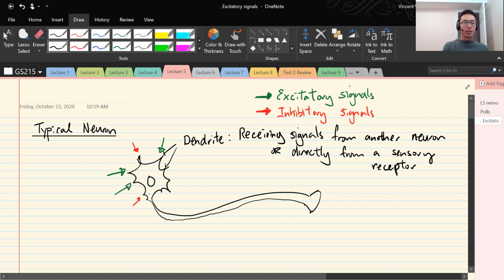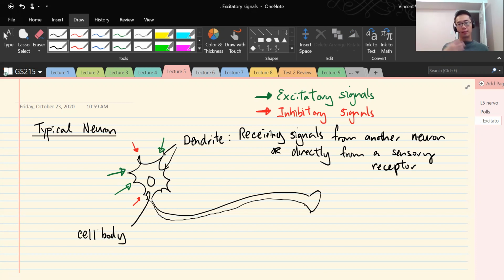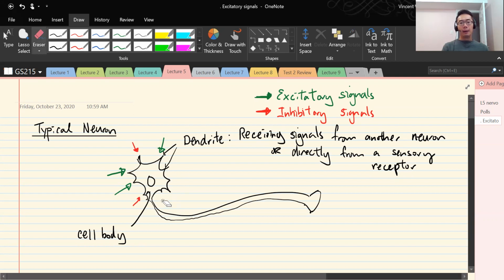All right. So this here is the cell body. That's where you will find the usual stuff that you find in any cell. You would have a nucleus, mitochondria, ER, all that kind of good stuff, right? And down here is the axon.